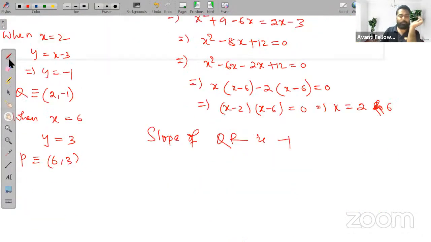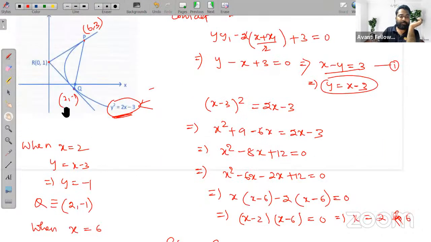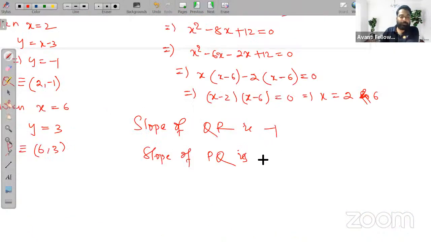And the slope of PQ, what is the slope of PQ? Tell me. The slope of PQ is 6 minus 3 minus of minus 1, that is 4, upon 6 minus 2, that is 4. That is 4 upon 4, which is 1. So we are getting the slope of QR is minus 1, the slope of PQ is 1. So the slope of QR into the slope of PQ, I'm getting 1 into minus 1, that is minus 1.